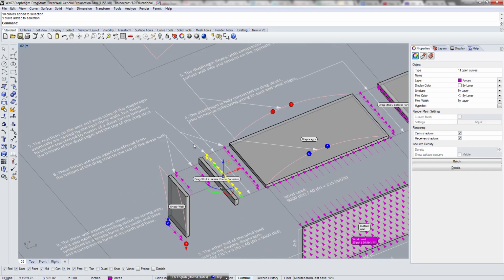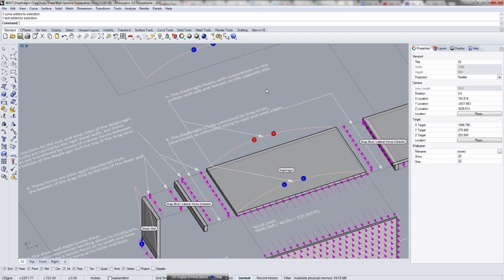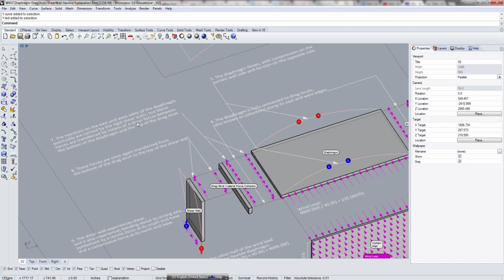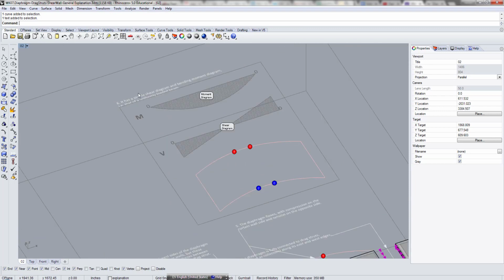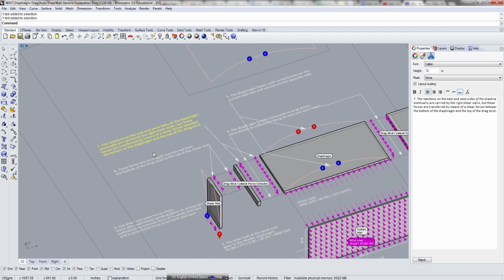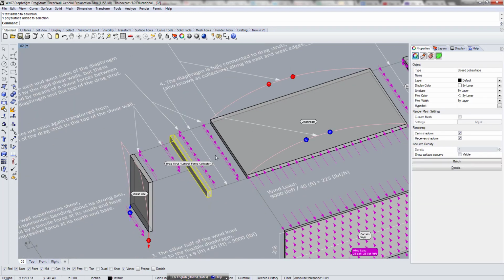So that's where this explanation gets slightly tricky, but anyway, the diaphragm flexes with compression on the curtain wall side and tension on the opposite side. That's something I've already explained. But if you go to number 6, where's number 6? Okay, number 6, let's talk about that later. If you go to number 7, the reactions on the east and west side of the diaphragm eventually are carried by the rigid shear walls, but these forces are transferred by means of shear forces between the bottom of the diaphragm and the top of the drag strut. So that's the whole meat of this explanation.